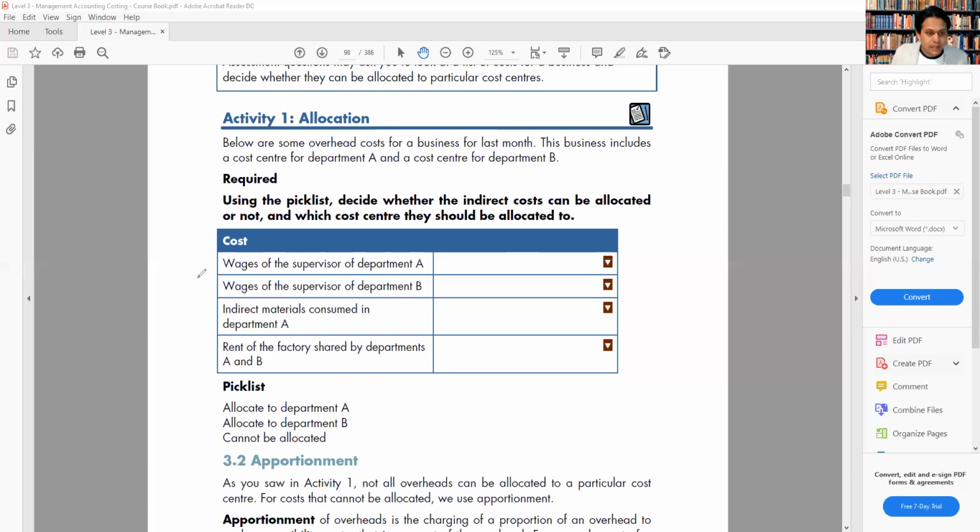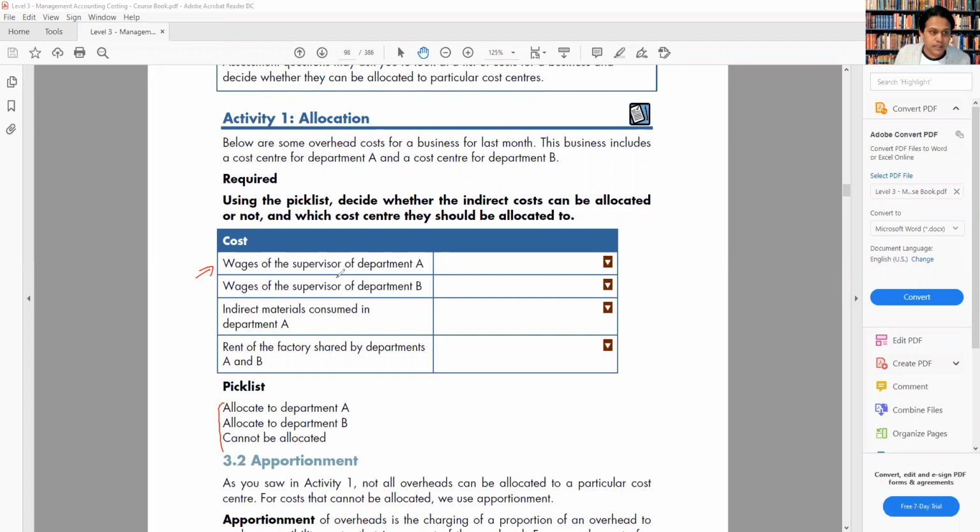So first one, we have wages of supervisor of department A. We have a pick list. So from the pick list, we have to pick either allocate to department A, allocate to department B, or cannot be allocated. We have to choose one out of these three.